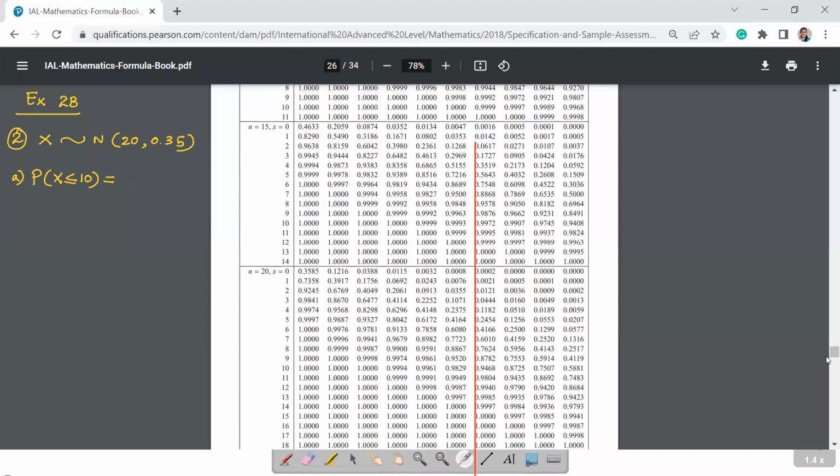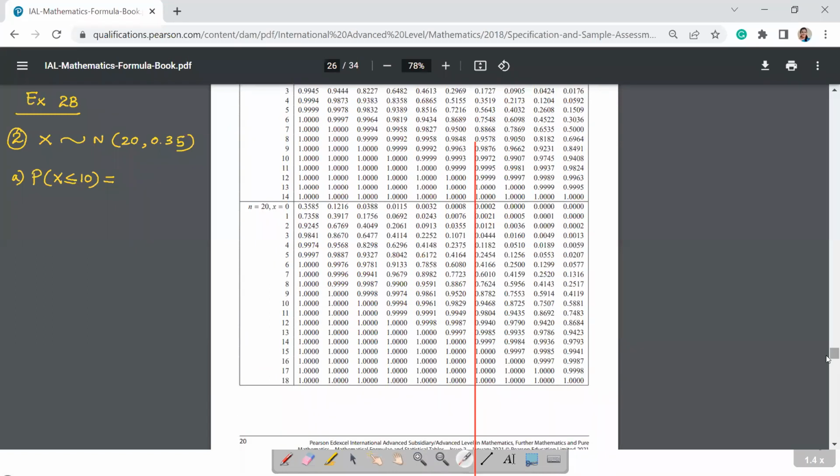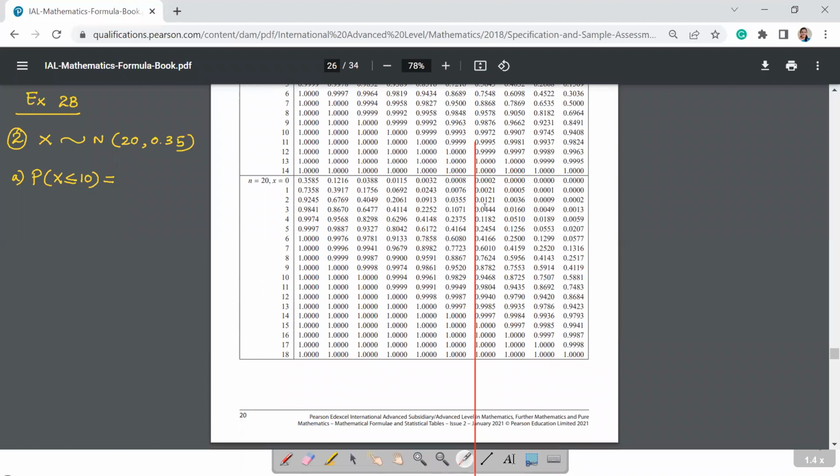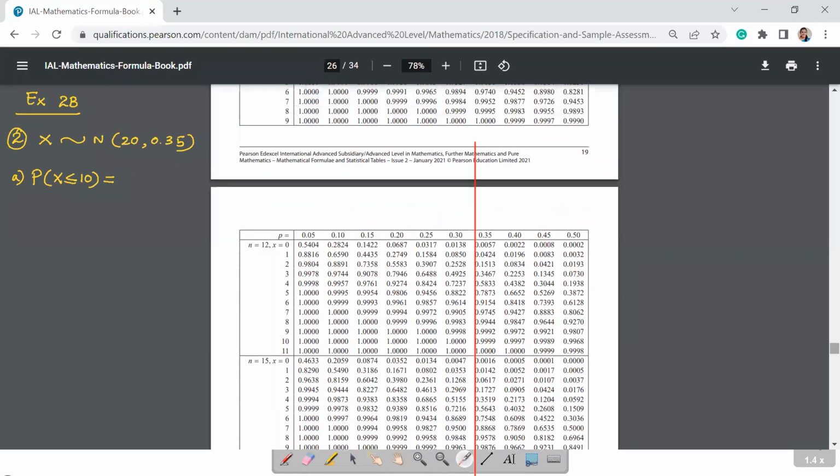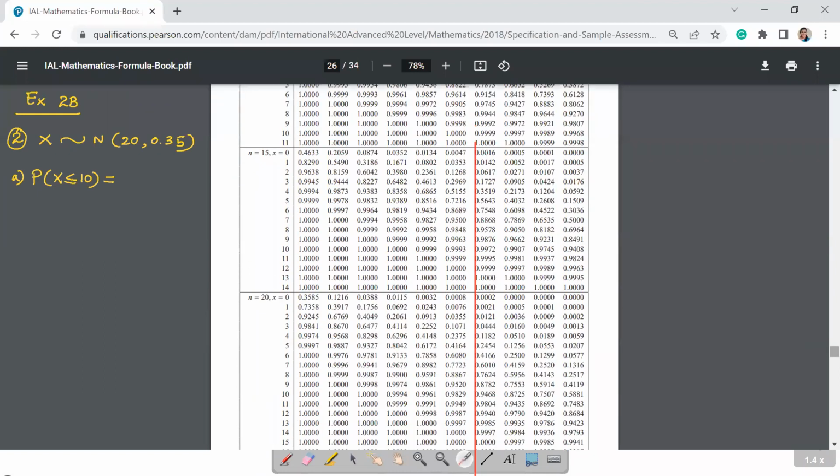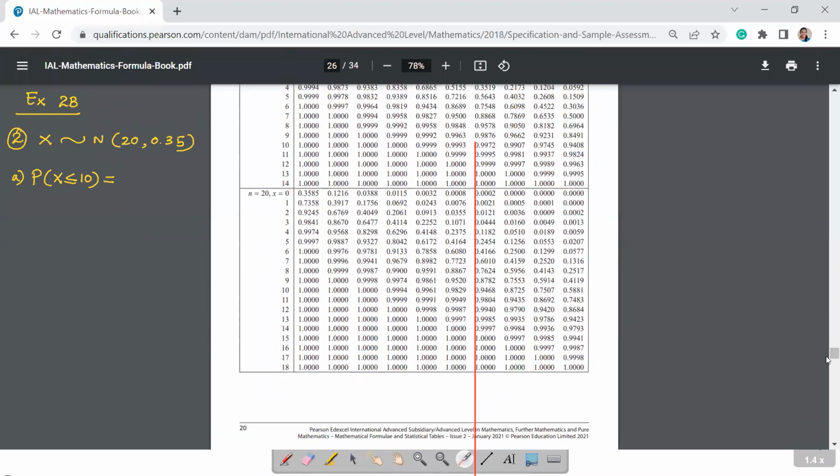Okay, so I've taken it over here. Can you see? I have drawn the line for the probability 0.35 because when I move the screen down, you can't see the probability value again, right? For 0.35 and n equal 20, I have selected the row and the column for you already. Is this clear?